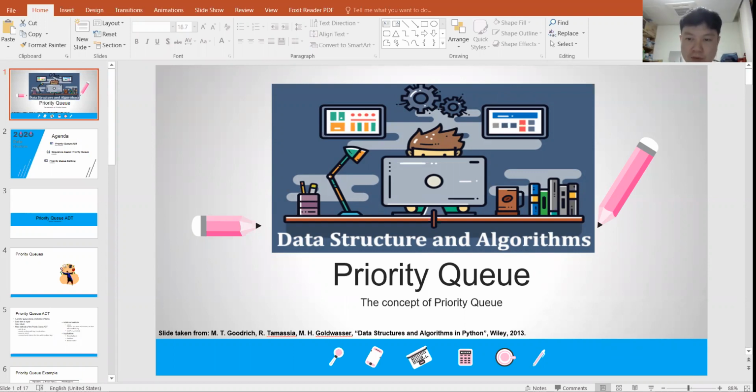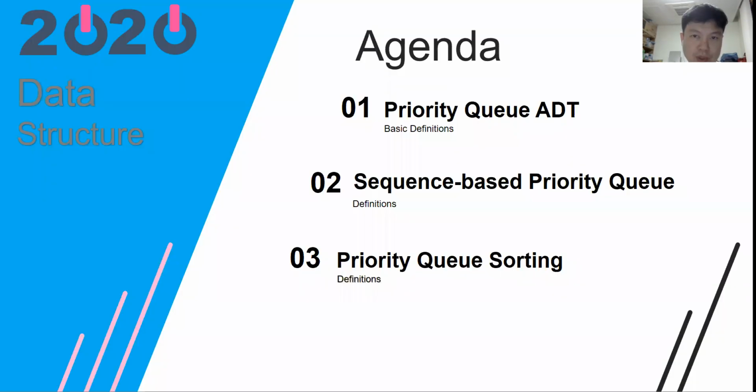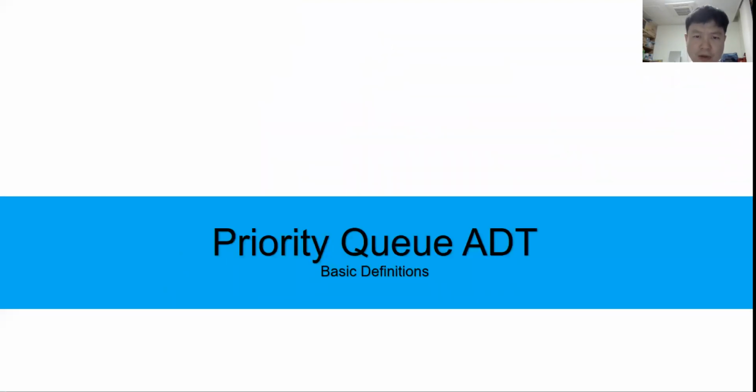I'm going to explain what a priority queue is, and this is the basic concept of the priority queue. The slides were taken from the book Data Structure and Algorithms in Python. I'm going to explain the first part, which is about the priority queue ADT, and I will also explain the sequence-based priority queue and priority queue sorting. So what is a priority queue?